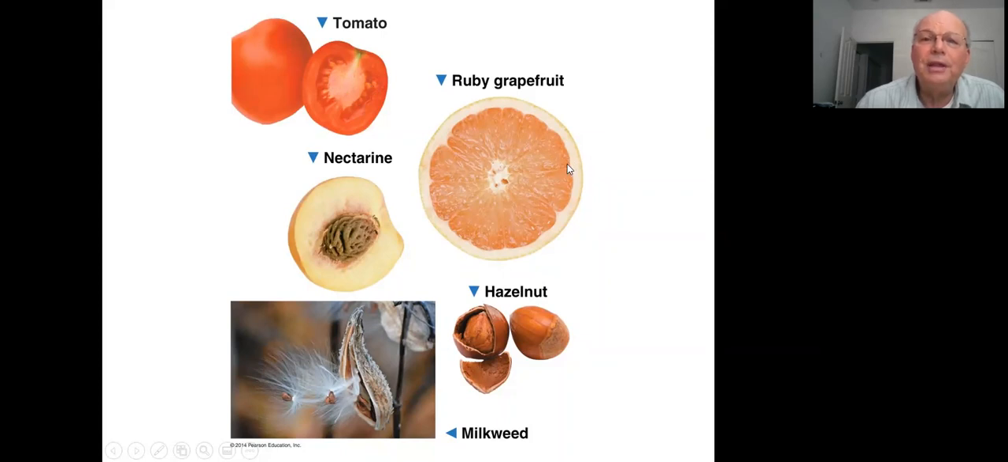In the grapefruit, again, you're dealing with the fleshy part of the ovary, and the outer layer of the ovary develops into the skin. This is the inner portion of the ovary that becomes the fleshy fruit. The ovules, the seeds, are actually located here in the center.